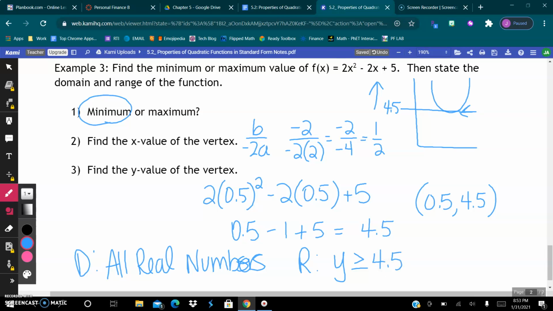Now, if the parabola opened downward, and that would be our maximum point, all the points would be under that, we would just flip that inequality around and say y is less than or equal to 4.5. But because the parabola, all the points are above it, we have to say it's greater.